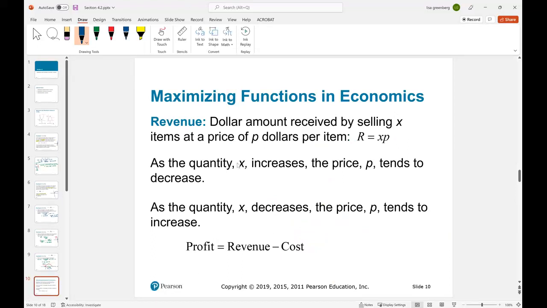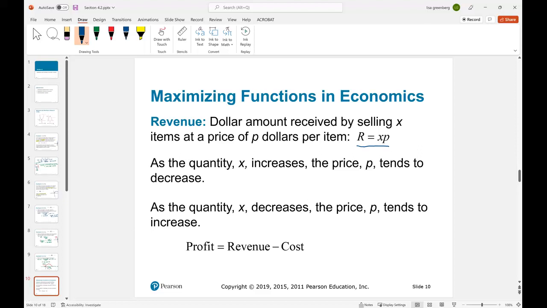So for this one, I want to explain a little about what all of it means. So we're going to talk about a function in economics. And the first thing they're talking about is the dollar amount received by selling X items at a price of P dollars per item. So first, let's talk about what revenue means.